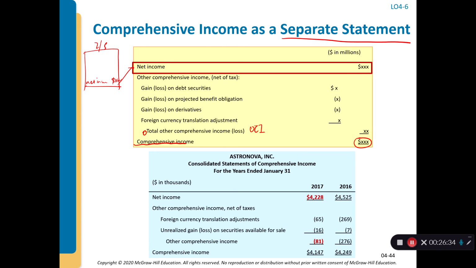And as an example, let's look at Astronover Inc.'s 2017 versus 2016 statements of comprehensive income. You can see net income is listed above, and other comprehensive income is calculated as 276,000 in 2016 and negative 18,000 in 2017. Hence, the comprehensive income in 2017 is a little bit less than in 2016.